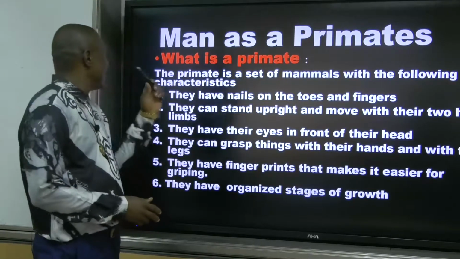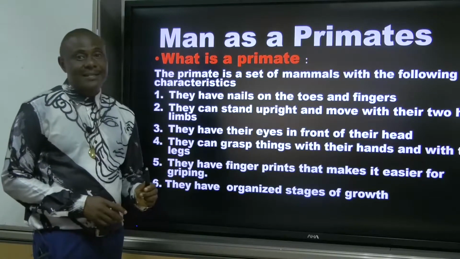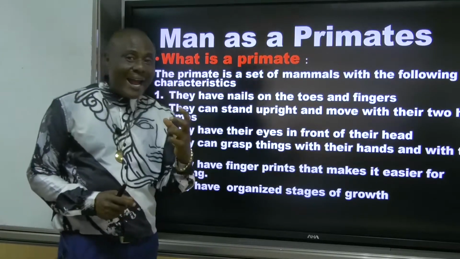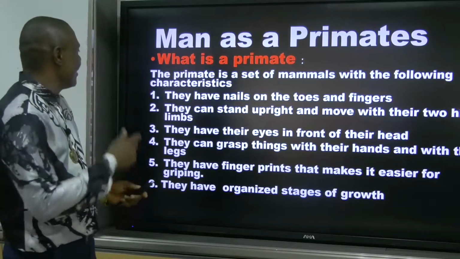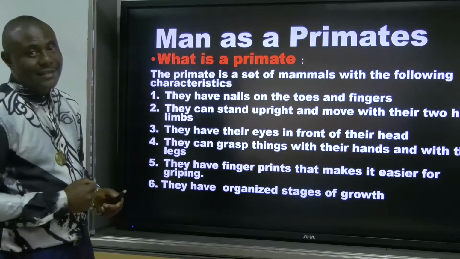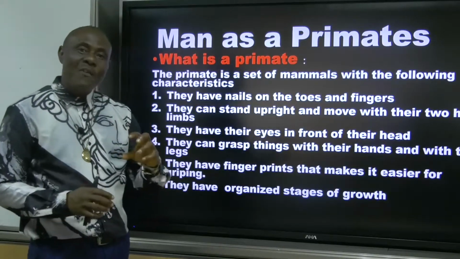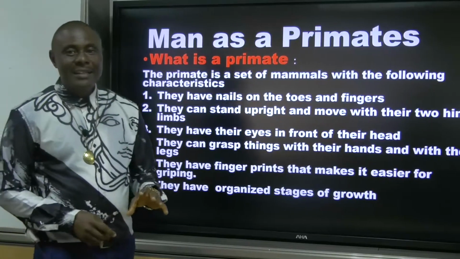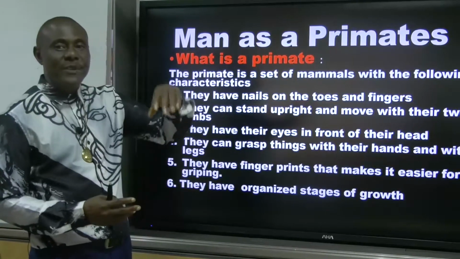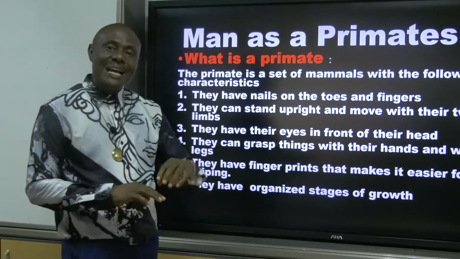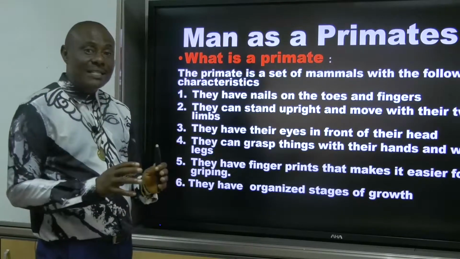What is a primate? A primate is a set of mammal with the following characteristics. Look at these characteristics. Number one, they have their set of eyes directly in front of their head. That is one of their characteristics. Number two, they have a set of fingers and a set of toes that is covered with claws known as nails. So their fingers and toes are covered with an exoskeleton which is termed as nail. So a primate is an organism that has such features.